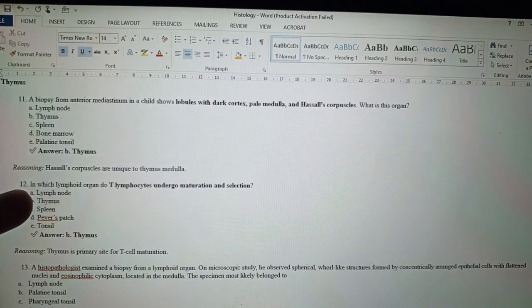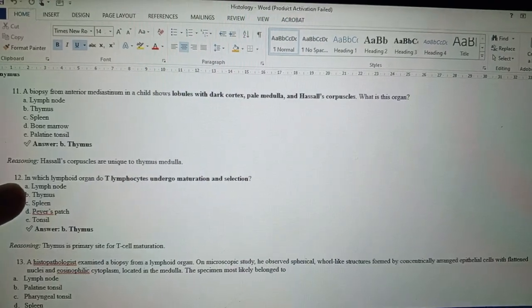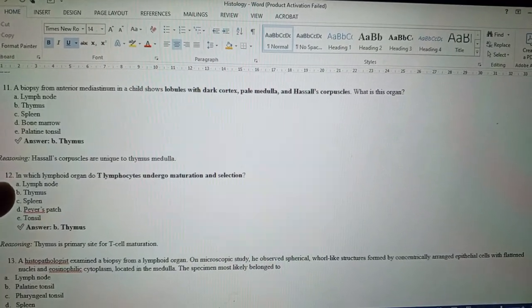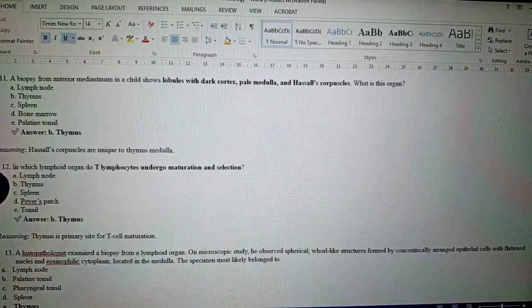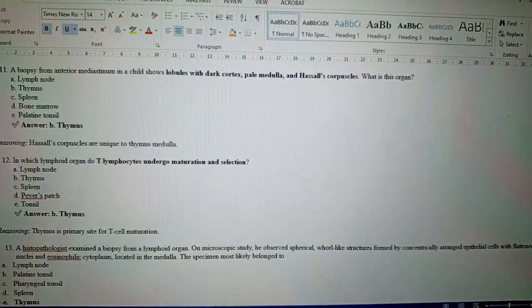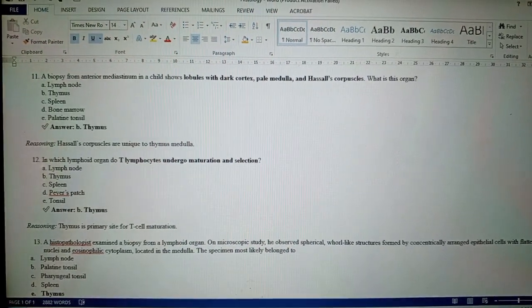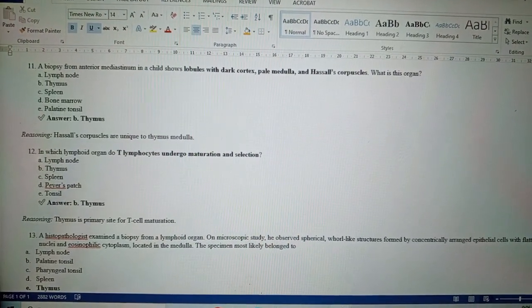A biopsy from the anterior mediastinum in a child shows lobules with dark cortex, pale medulla, and Hassall's corpuscles. What is this organ? The options are lymph node, thymus, spleen, bone marrow, palatine tonsil. The answer is thymus.